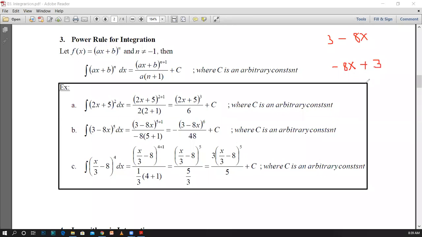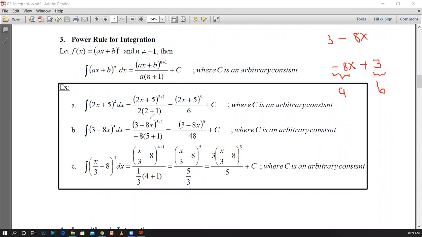Here you can see that the value of a is -8. This is the value of a, and the value of b is +3. Therefore, now you can see it is in the form of ax + b. Therefore, you can apply the same concept. Then you are applying it.